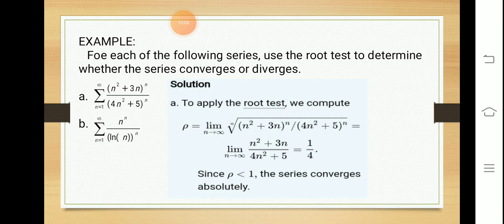So, the example of letter B is for you to try as an activity. Letter B: the summation of n equals 1 to infinity of n to the power of n over ln n to the power of n. So that's all. Thank you for watching.